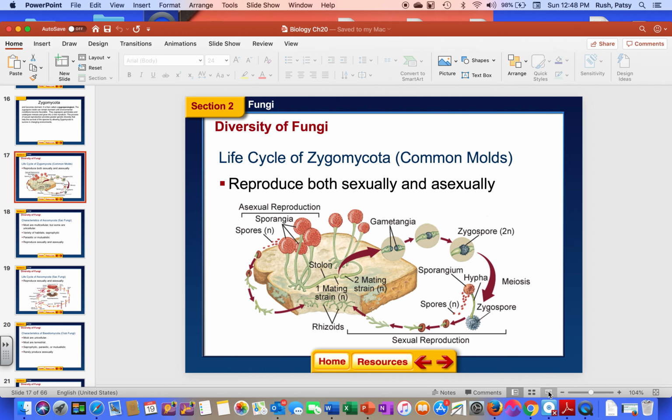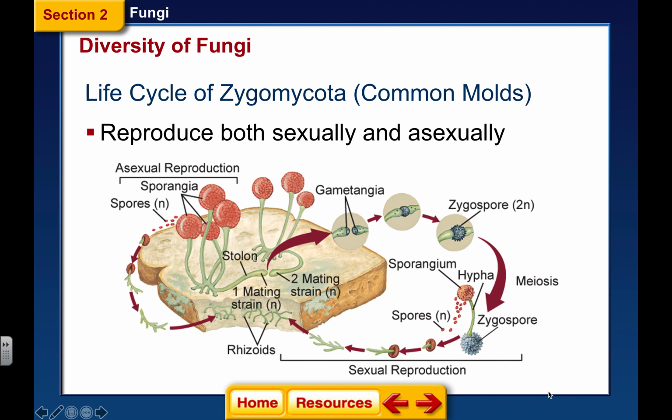Okay, to wind up the zygomycota, you have this picture. I know it's on your homework sheet. You have this picture in your book. But I want to start over here, if you can see my pointer, with the piece of bread.